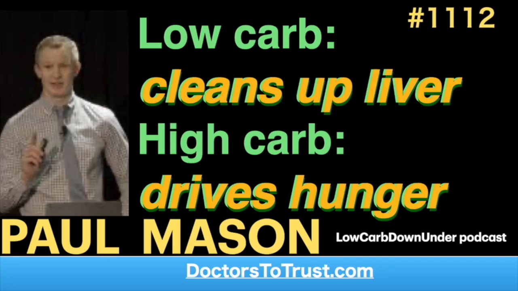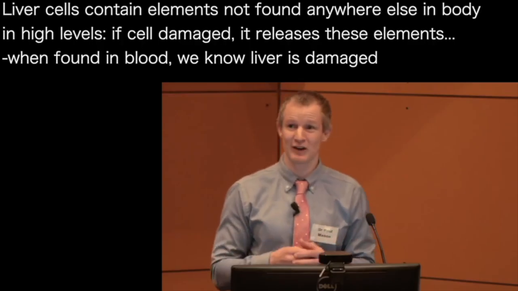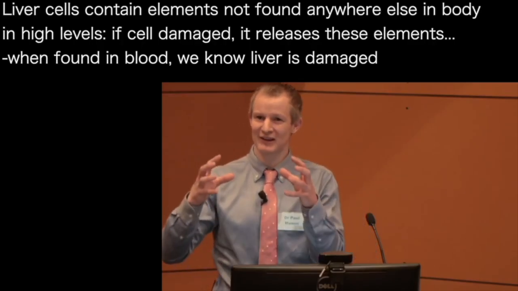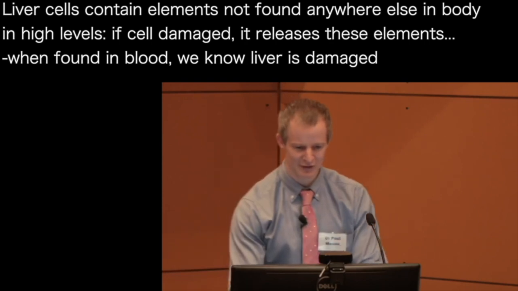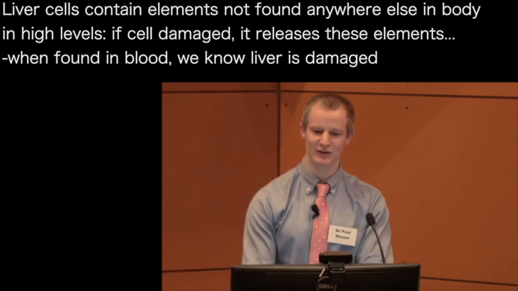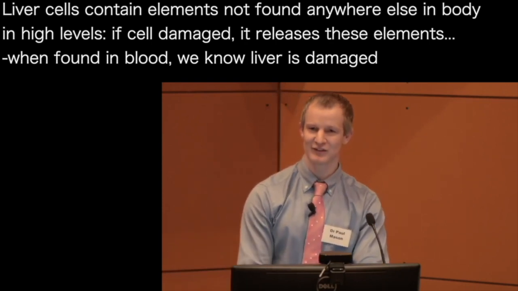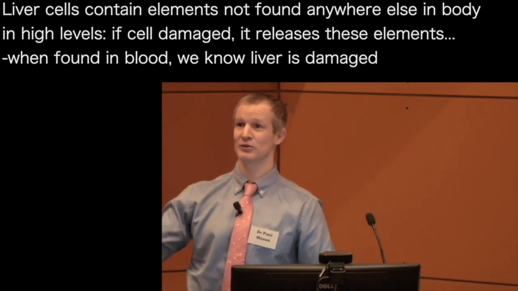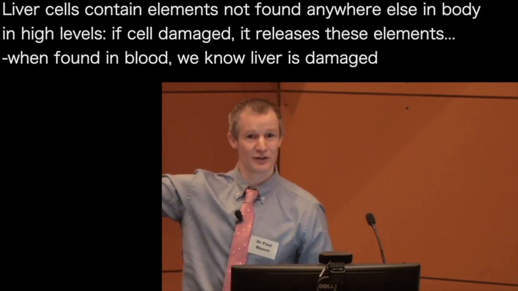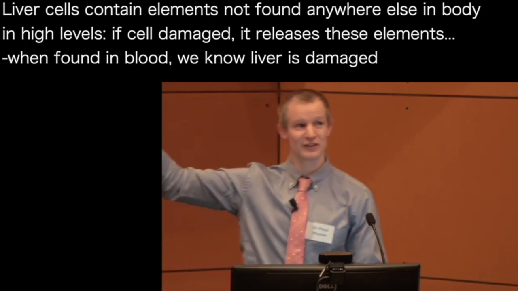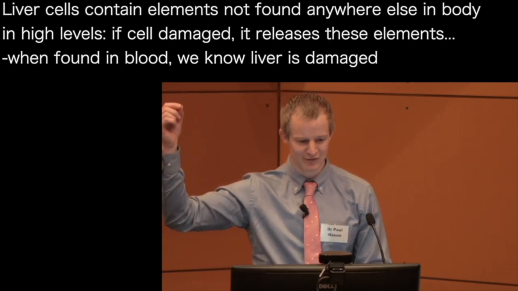So what you need to understand about liver cells is that they've got chemicals and constituents inside them that aren't really found anywhere else in the body in high levels. And if you damage that liver cell, it will release the contents into the circulation where we can detect it with a blood test. And if we see certain chemicals that we know are particular to liver cells in the circulation, that infers that there's a degree of damage happening to the liver.